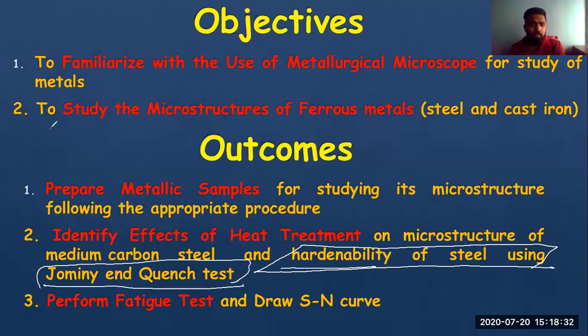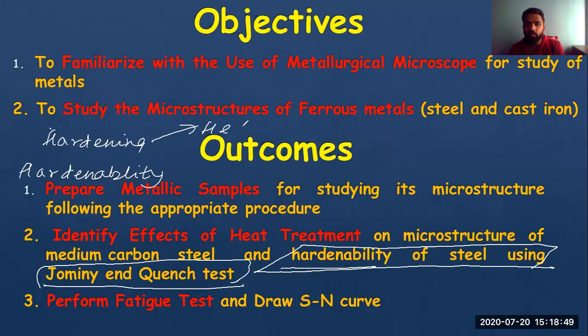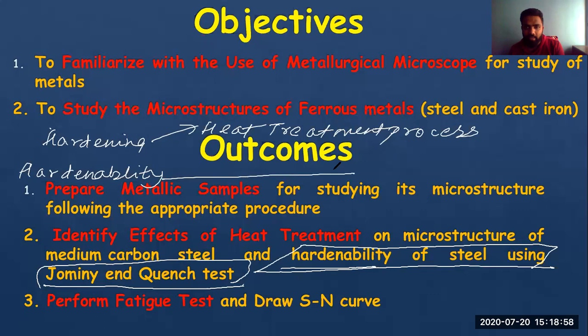There is a difference between heat treatment, meaning normalizing and hardening, and hardenability. Hardening and hardenability are two different things. Get it right: hardening is a heat treatment process. Hardenability is not at all a heat treatment process. Hardenability is the ability of a material to get hardened. Both are different. You will get to know it clearly when you complete the topic.